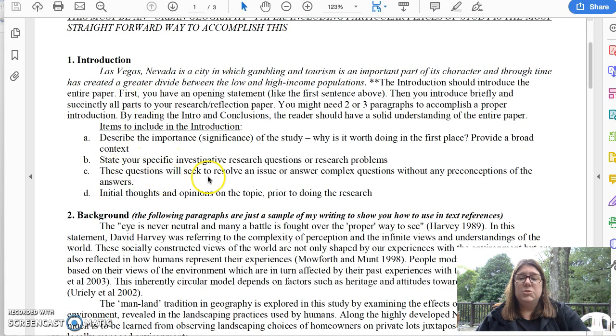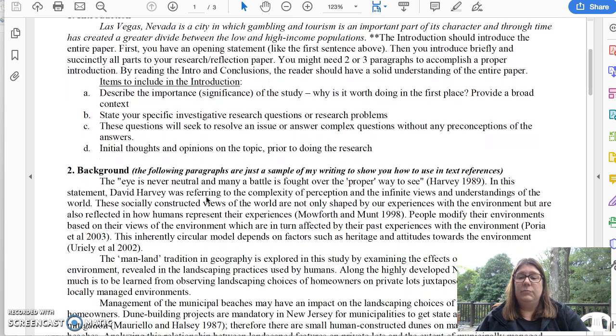Your research questions will seek to resolve an issue or answer complex questions without any preconceptions of the answers. Part D really is for the reflective paper. That doesn't really apply to you. I'm sorry, I forgot to delete that. I'm going to put out a new handout where I've deleted number D.